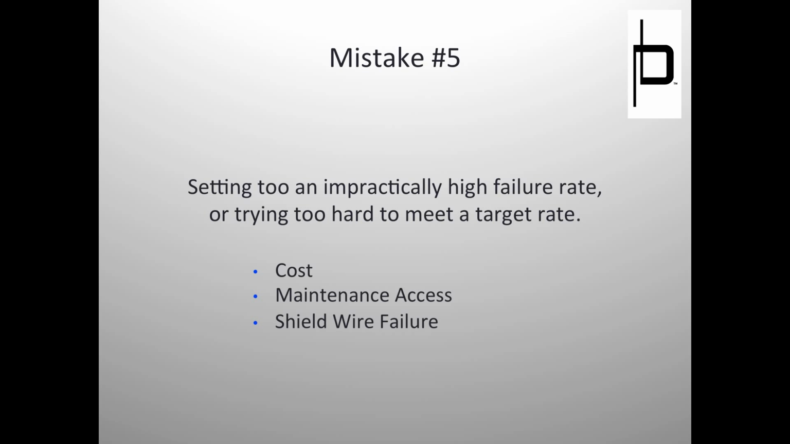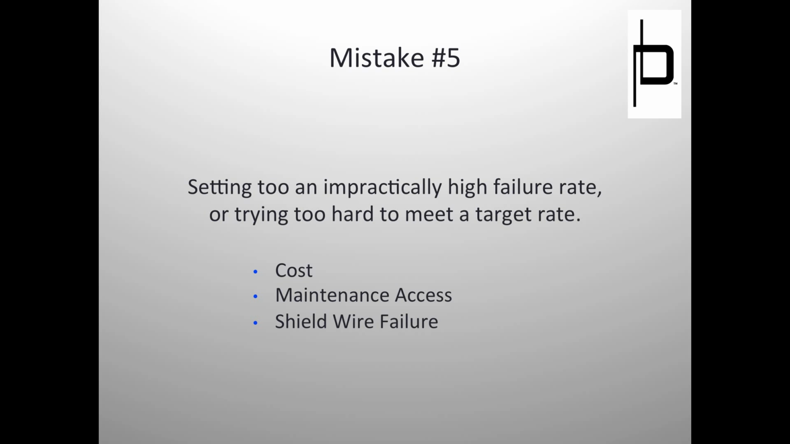So again, things to think about. Cost: is it worth it to hit that target failure rate if you're really close? Maintenance access: if you put too many obstructions in the way, are you going to be able to access your transformers and equipment that you've got to change out? Shield wire failure: great, your lightning failure rate has gone to safe levels, but your shield wire failure rate may not be. So that's something to think about.